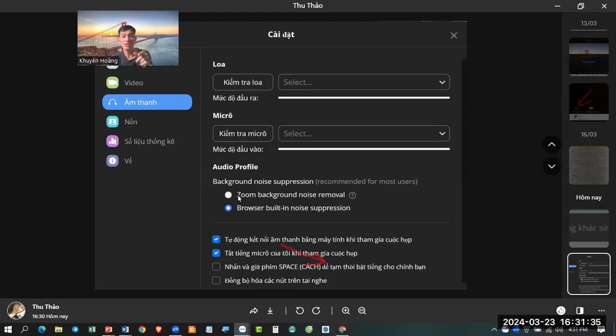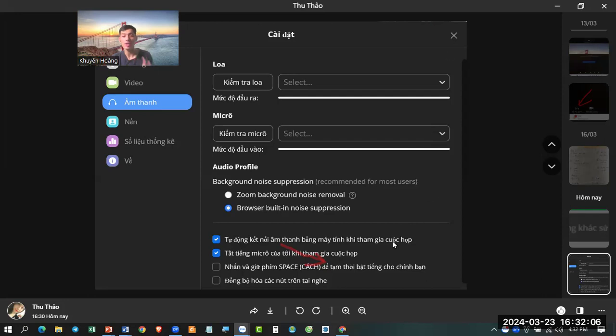Okay, so you click on it. You click on Zoom background noise removal. It's better than the browser built-in noise suppressor. You click on this. I already click it. There's no option there. All right, just click on this and you can quit this menu. You can exit this menu after clicking on this one, and you cannot do anything else.